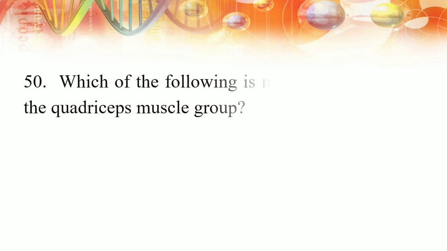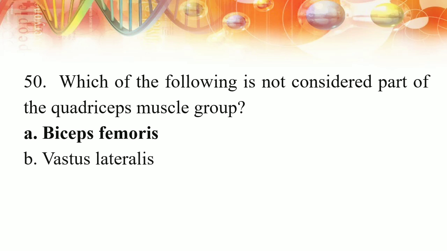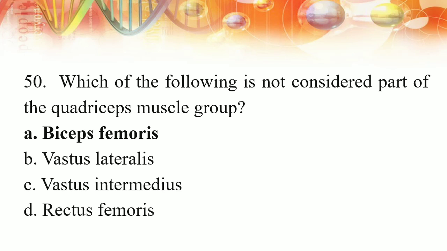Number 50. Which of the following is not considered part of the quadriceps muscle group? A. Biceps femoris. B. Vastus lateralis. C. Vastus intermedius. D. Rectus femoris. The rectus femoris flexes the hip along with the sartorius and iliopsoas and extends the lower leg at the knee, working in conjunction with the other three quadriceps muscles.